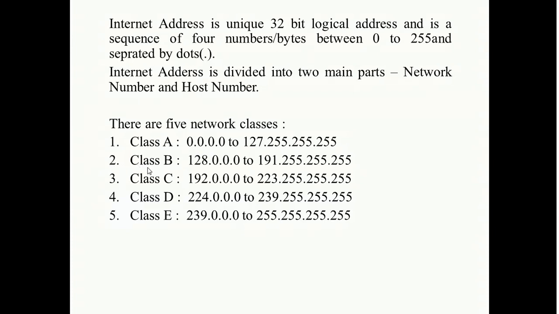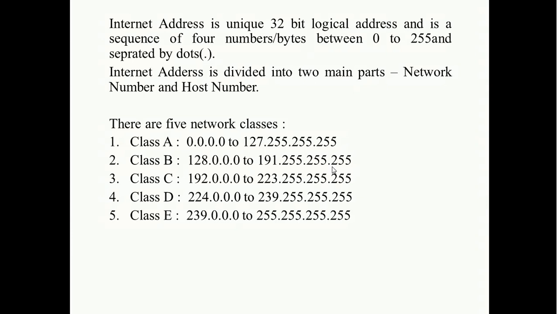Next, see class B. Class B has the range 128.0.0.0 to 191.255.255.255. This class B addressing is used by medium size organizations, and in that the net ID is defined by the first 16 bits and the last 16 bits are nothing but the host ID.